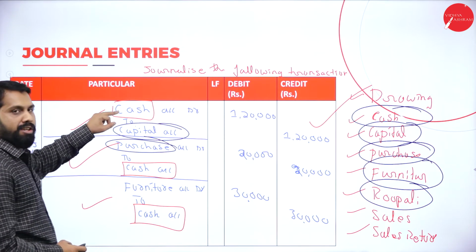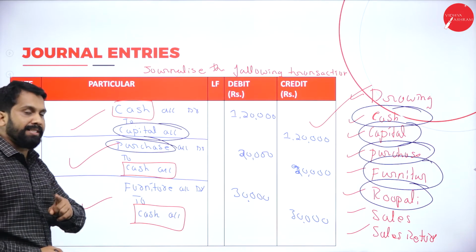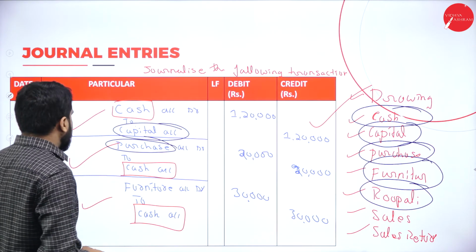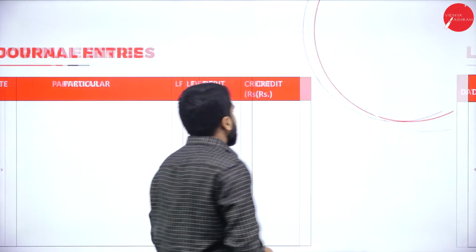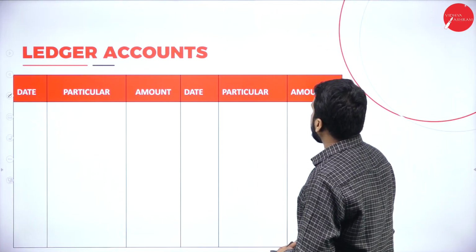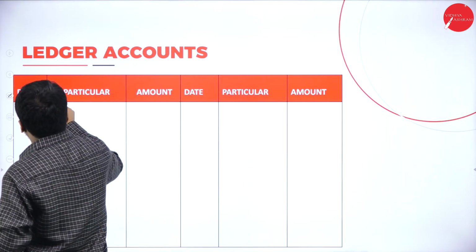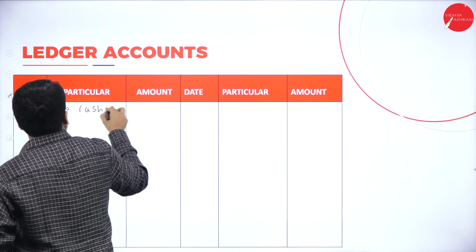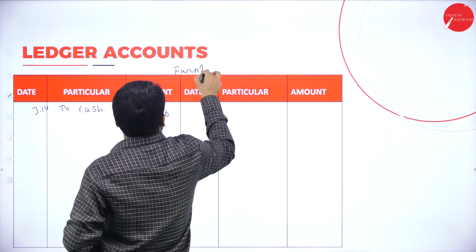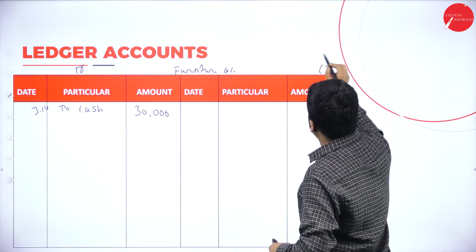Now, furniture, how many entries do we have? Do we have furniture first? No. Furniture second? No. Furniture third? Yes. Furniture is at the top, so it is to cash. How much? On January 10th, it is 30,000. January 10th, to cash, 30,000. It is which account? Furniture account. This must be debit and this must be credit.